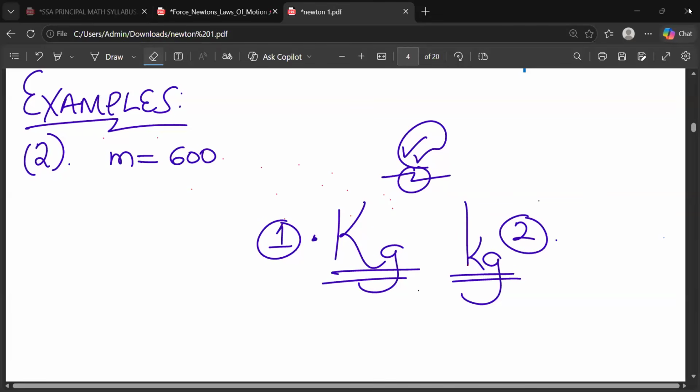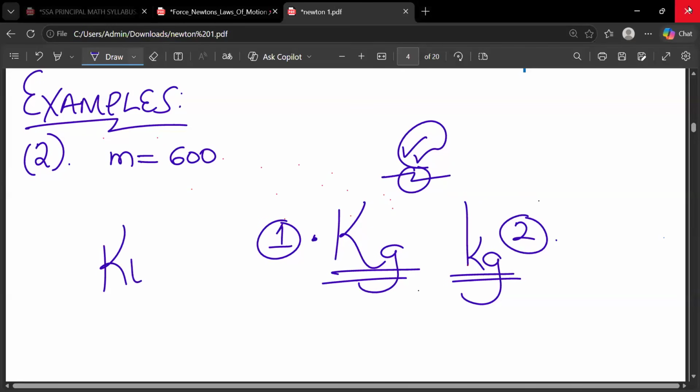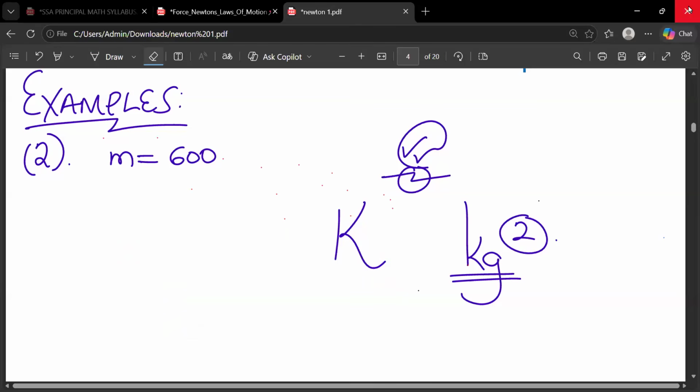I'm seeing people in the chat saying it's not a name of a person. I don't know what you mean, because we have so many units in that line. Okay, capital K is strictly for Kelvin, and he was a very good physicist.